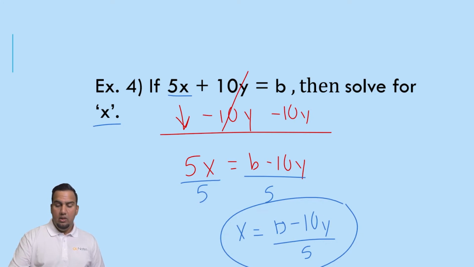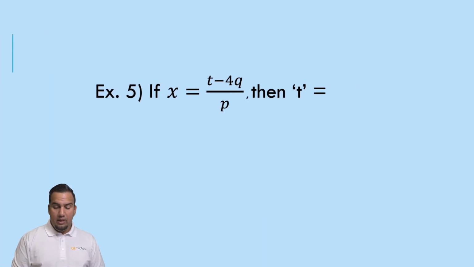Okay. So what we're going to do now is we're going to go ahead and solve for our last problem. Example 5. You're going to notice there's a lot more steps in this problem. So it's all about sticking to the basics. What are our rules? If x is equal to t minus 4q over p, then t is equal to what? You'll notice t is right here. So I have to do everything in my power to get t by itself. Step 1 is get rid of the fractions. So instead of dividing by p, I'm going to go ahead and multiply p to both sides.